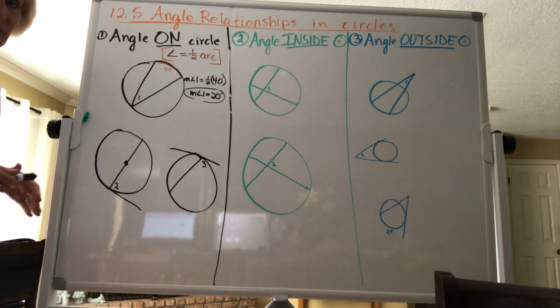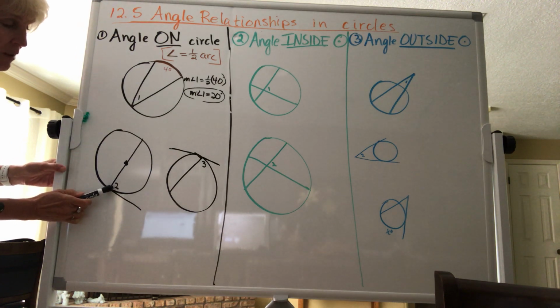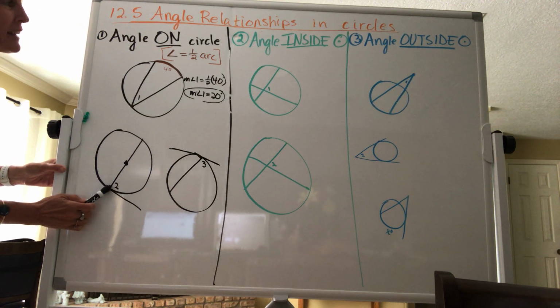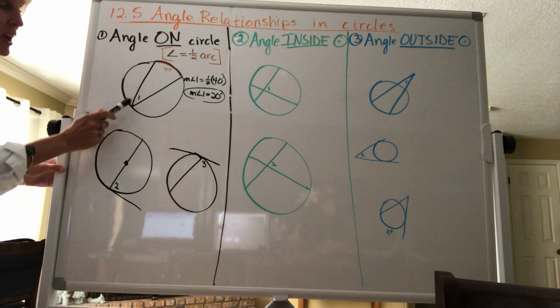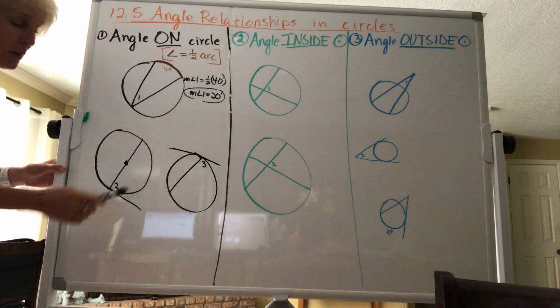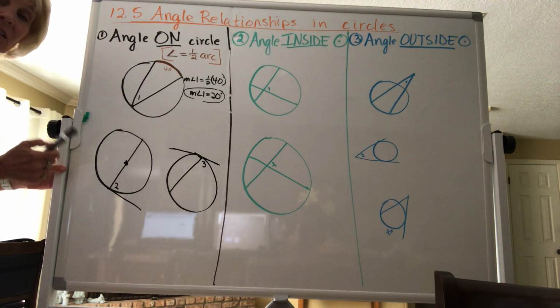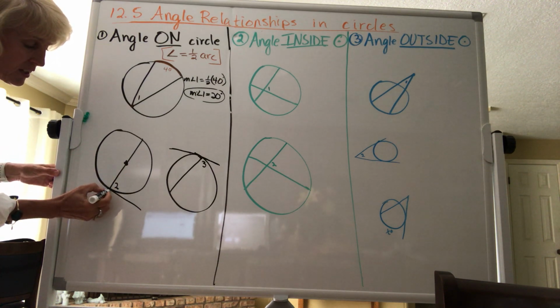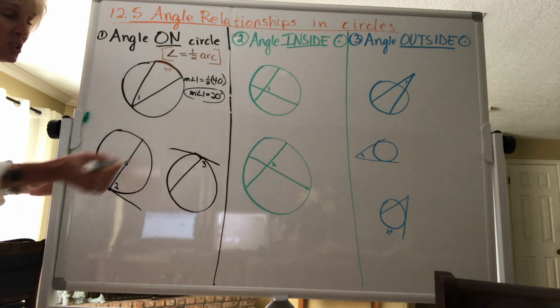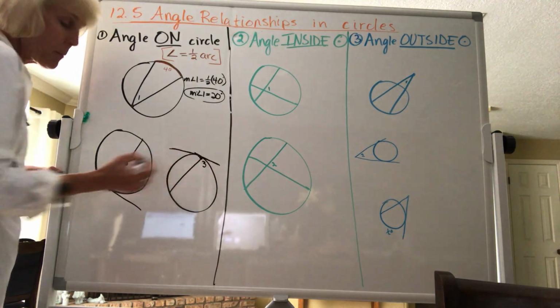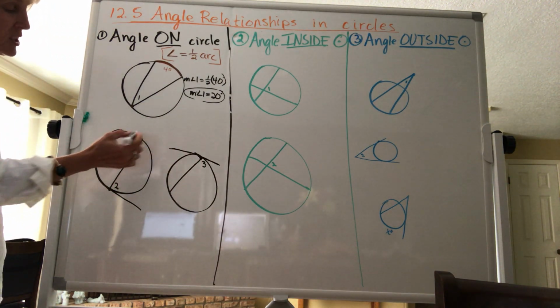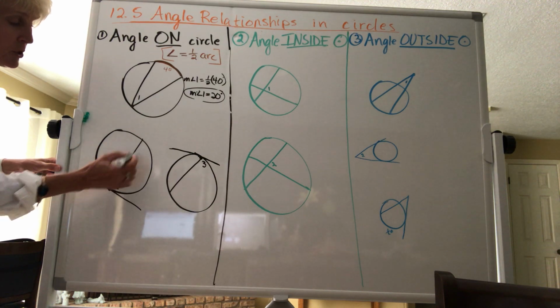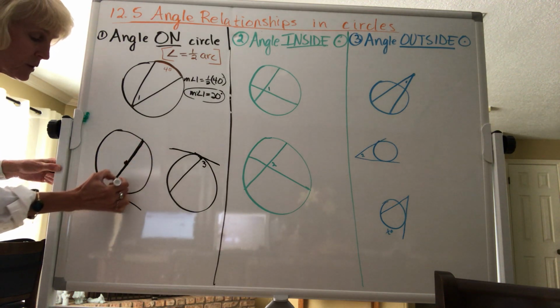That's why I said 12.5 is going to be pretty easy for us, because now all we're doing is saying, hey, I could make this where it's not just 2 chords, but I could end up with a tangent as one of them, and say my vertex is still on the circle. It doesn't matter where it is, I'm just saying my vertex is on the circle. So now let's take a look at this one.